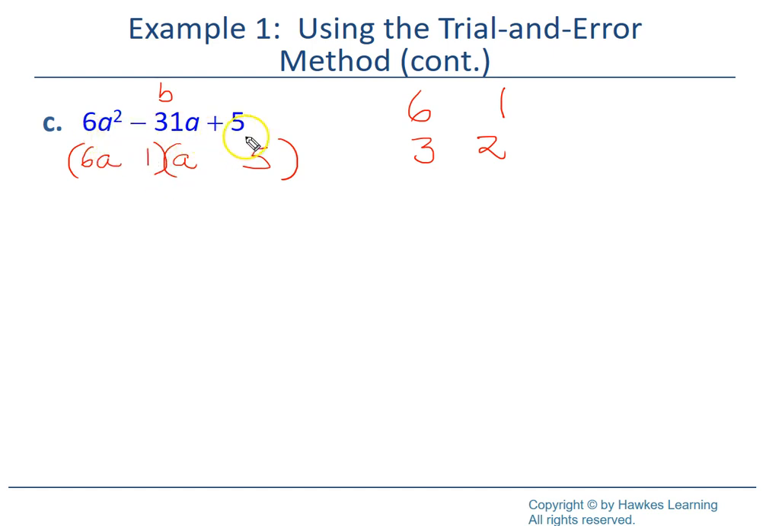So when I do my outers, I get a 30. When I do my inners, I get a 1. And if they're both negative, I get my negative 31a. And negative 1 times negative 5 is a positive 5. Now again, part of this is I have a little experience. You may take longer in figuring these out, but this is the strategy we use.